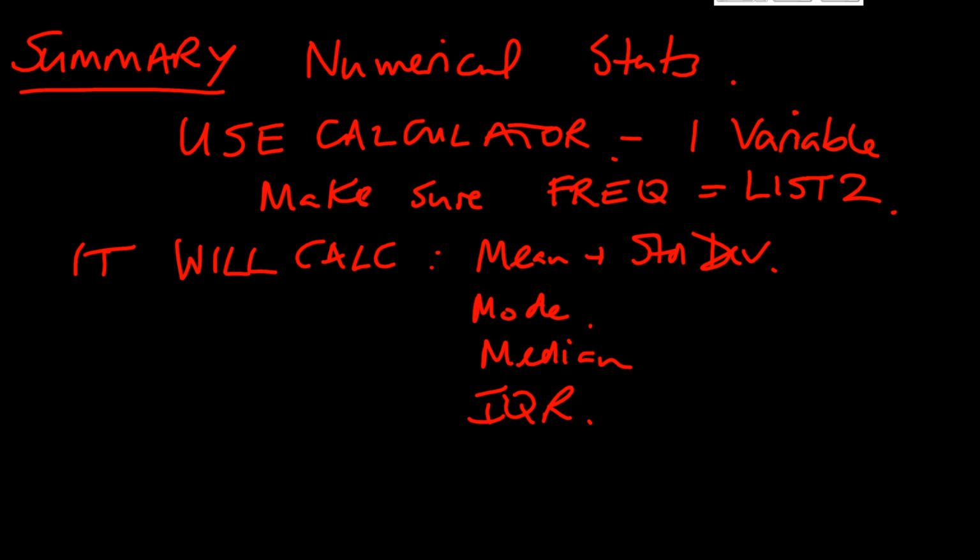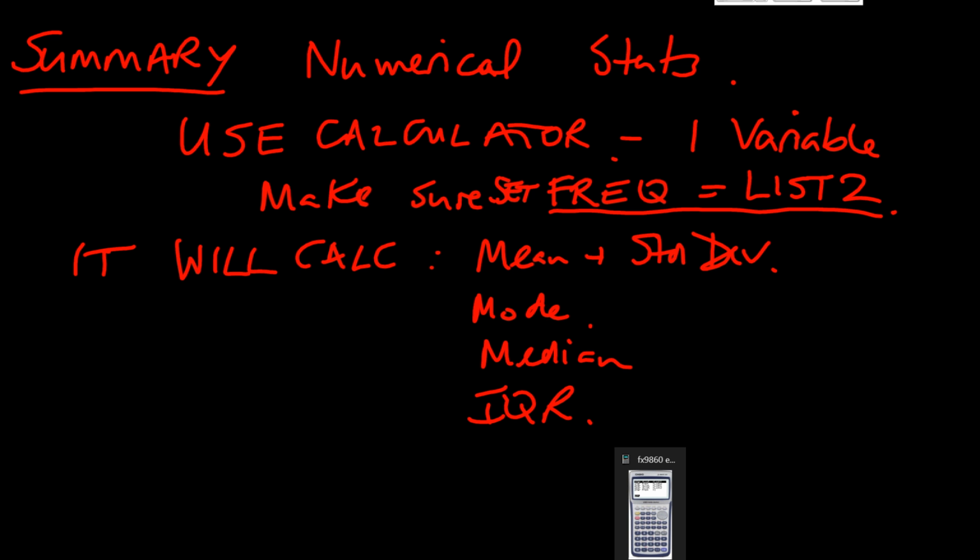Here's just a very quick summary at the end then for what we've done. For numerical statistics, my advice would be to use the calculator. You're looking at one variable set-up. Make sure that list 2 is set as your frequency in the set sheet, otherwise you will get the wrong answer. So it's always worth checking that. If it's your own calculator, it should be set up that way. It will calculate for you the mean, the standard deviation, the mode, the median, the interquartile range.